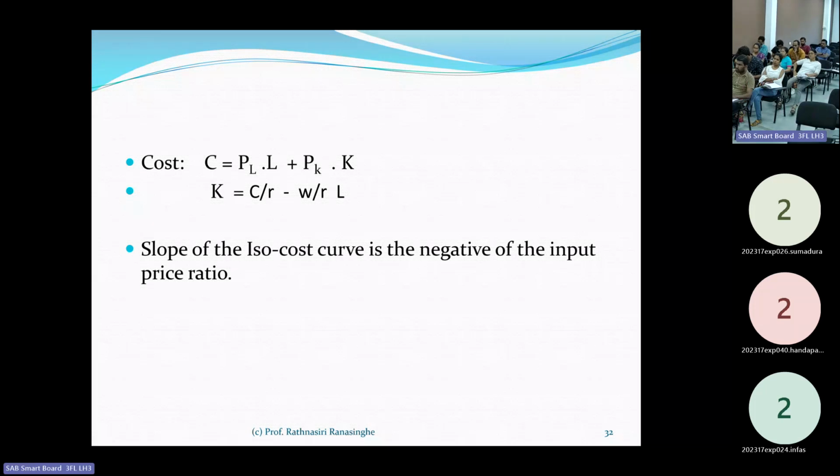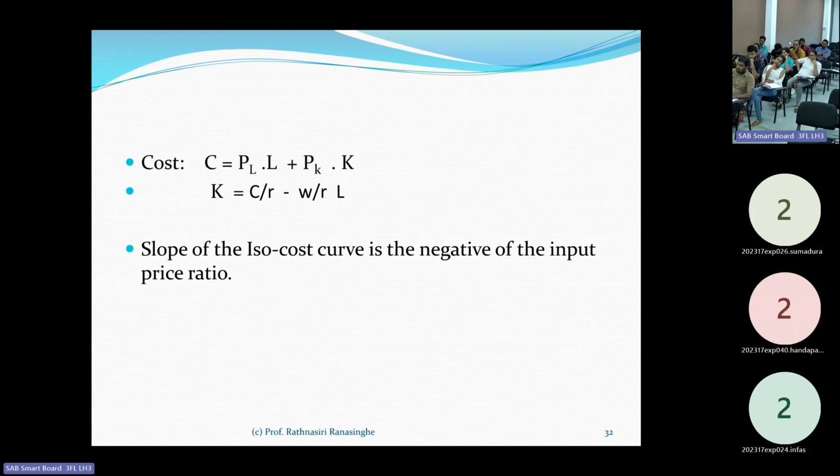The price ratio, which is the wages and the rental rate, so it's also negative. This slope is negative. The minus sign indicates that the slope is negative, because the isocost curve is also downward sloping from left to right. It's a negative slope, and this is the intersection point.